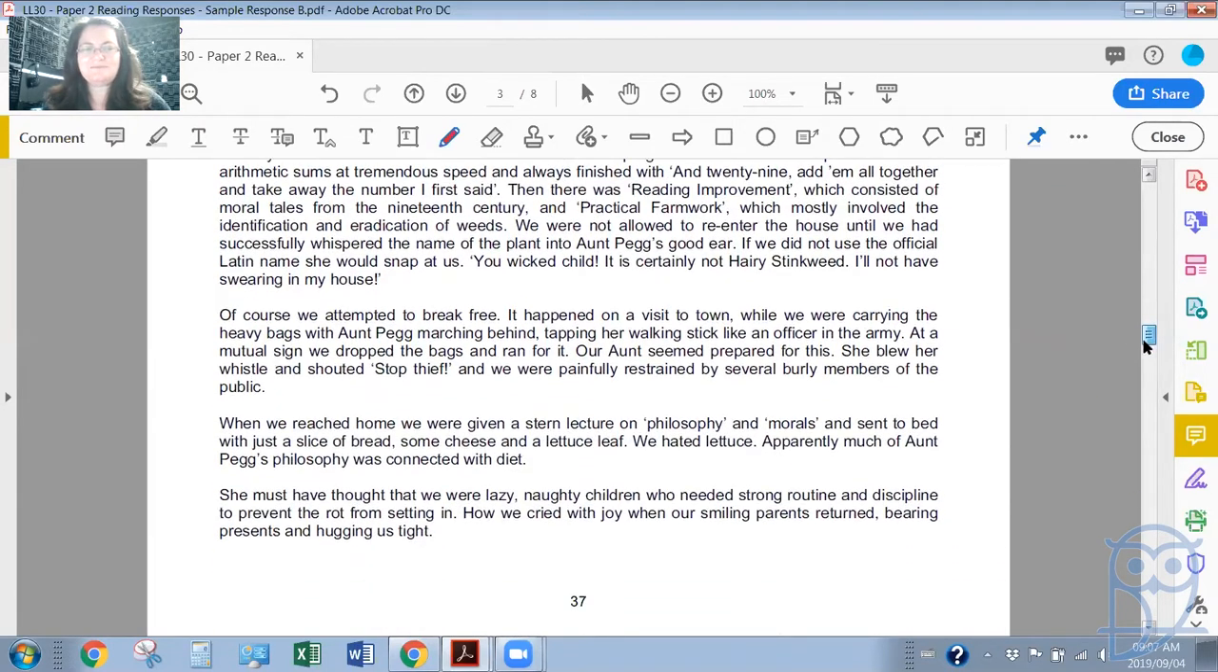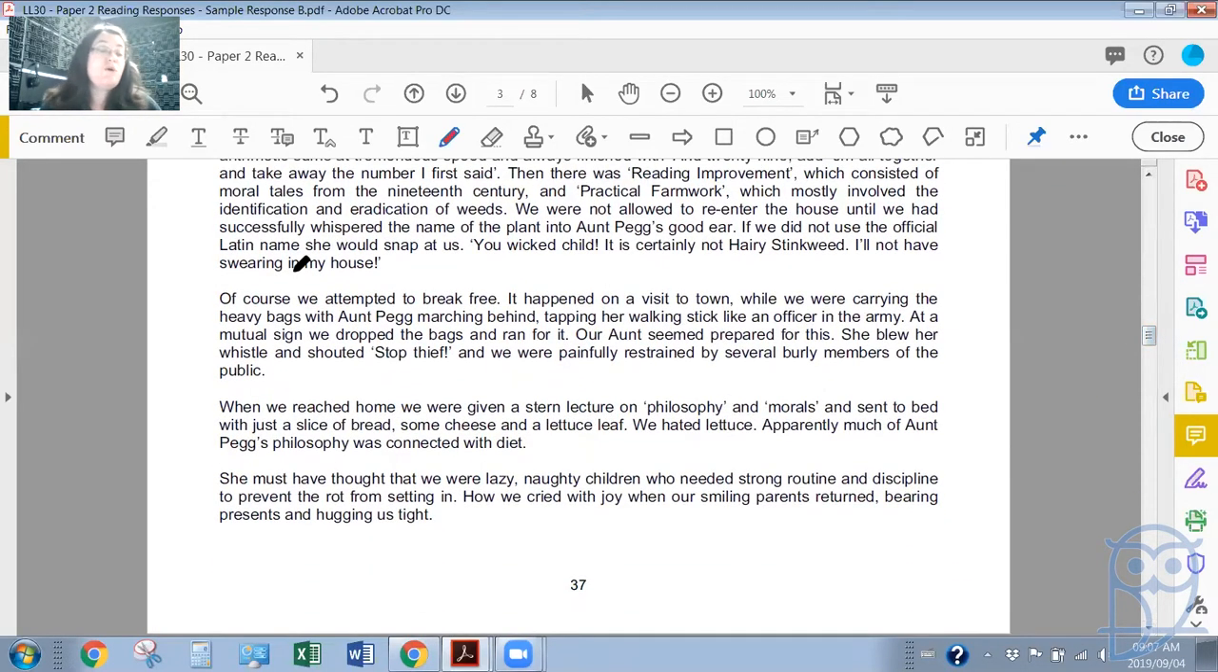Okay, let's move down. Of course, we attempted to break free. It happened on a visit to town while we were carrying the heavy bags with Aunt Peg marching behind, tapping her walking stick like an officer in the army. At a mutual sign, we dropped the bags and ran for it. Our aunt seemed prepared for this. She blew her whistle and shouted, "Stop thief!" And we were painfully restrained by several burly members of the public.